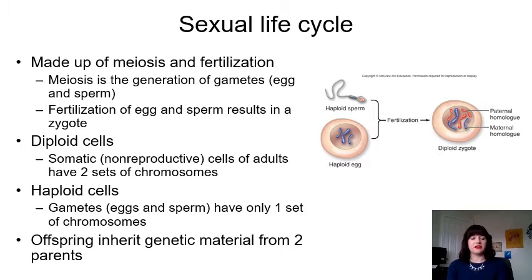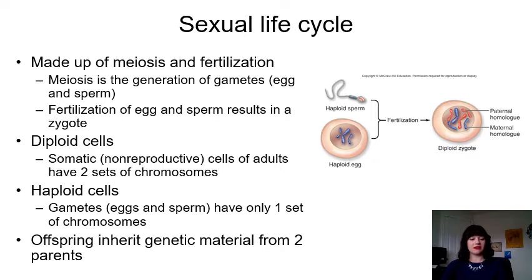Now, a couple of things to make note of when we're talking about meiosis and fertilization is that somatic cells, non-reproductive cells, have two copies of each chromosome, right? They have homologous chromosomes. And you can see in this picture on the right that this zygote, it's diploid, it has two sets of chromosomes, right? A paternal and a maternal homologue. And each of those individual pairs came from gametes. One came from sperm and one came from egg.